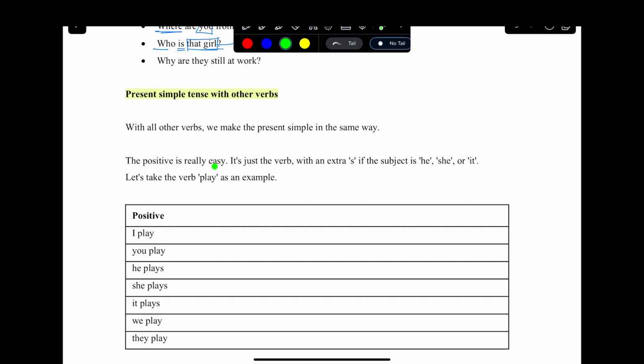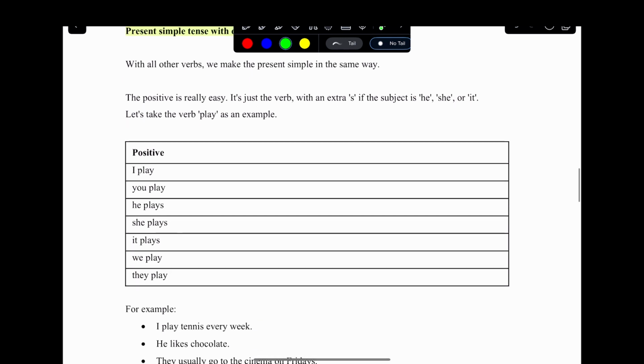The positive is really easy. It's just the verb with an extra s if the subject is he, she, or it. So the positive, again, positive, meaning there is no negative word, is really easy, سهلة جدا. سوف تكون الفعل just the الفعل فقط مع إضافة s في نهاية الفعل إذا كانت subject he, she أو it. So على سبيل المثال, positive again, affirmative بمعنى لا يوجد كلمة النفي.